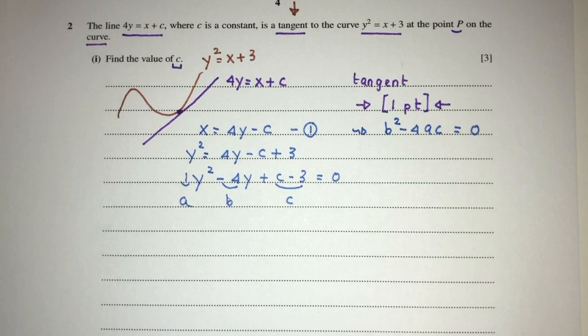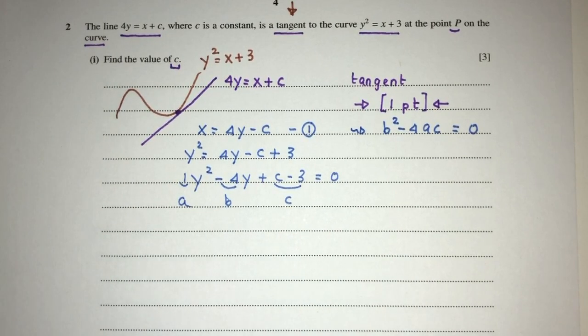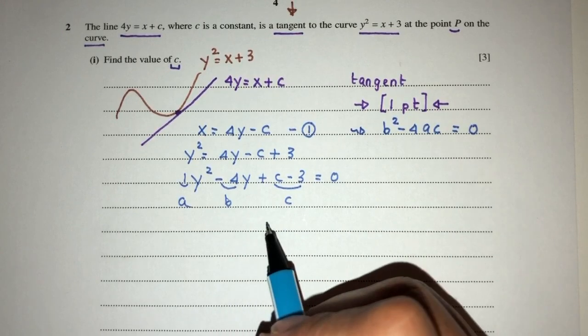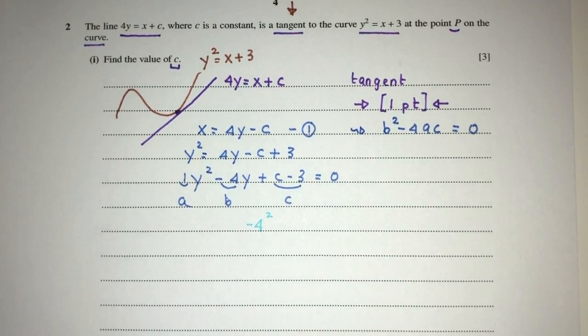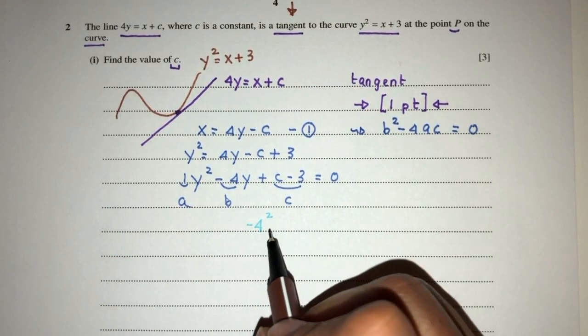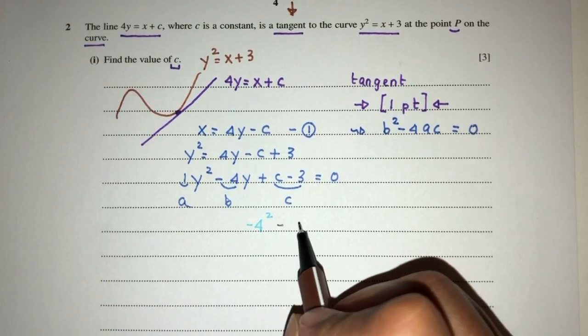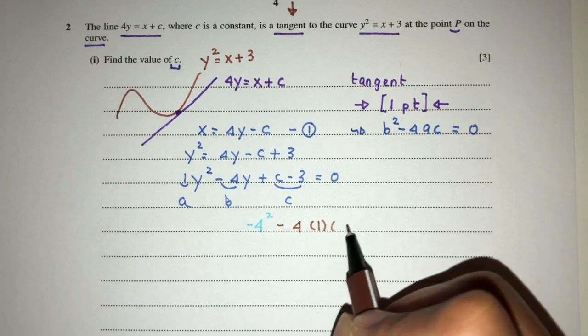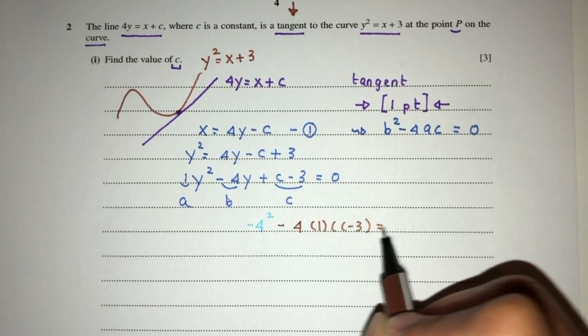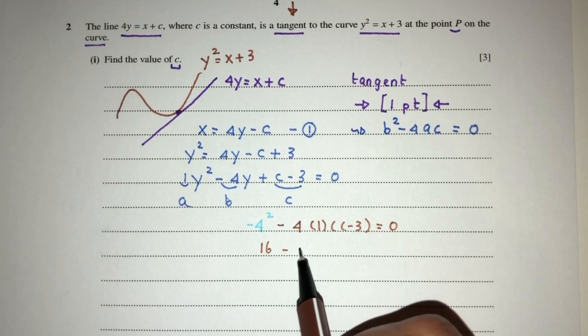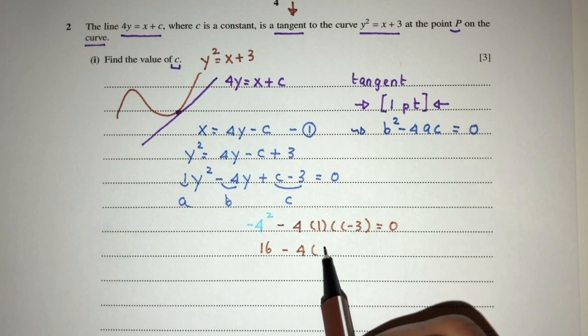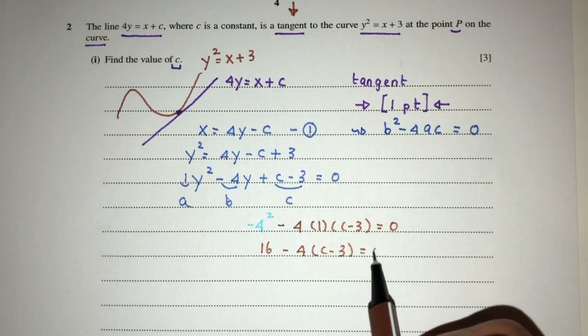Now replace in your main formula right there, which is this one. b squared is what? It is minus 4 squared. Then we have minus 4 times a times c, has to be 0. That will be 16 minus 4 times c minus 3 equal to 0.